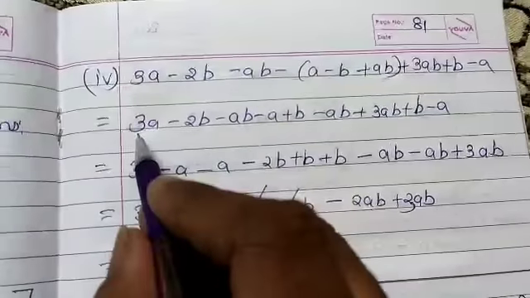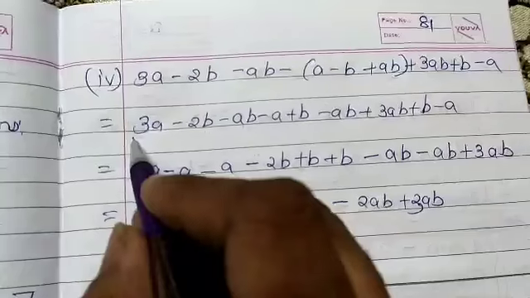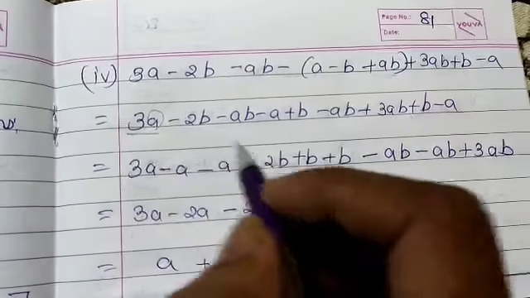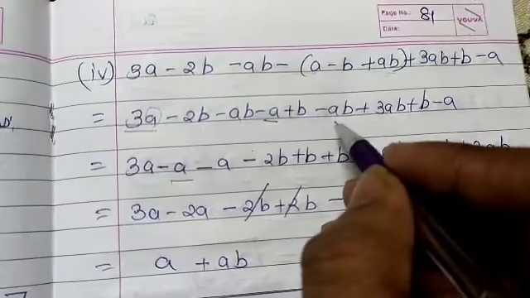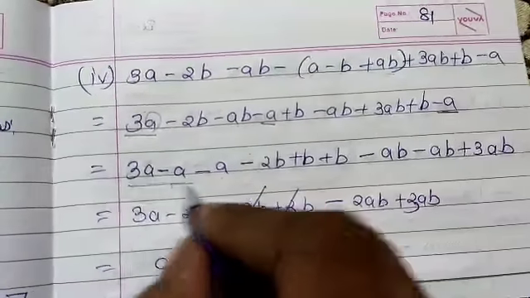Then find all the like terms and rearrange them together. Now see 3a. So here the variable is a. So find the terms with a. Here negative a is there, write it over here. Then here one more negative a, write it over here. So write it all together.